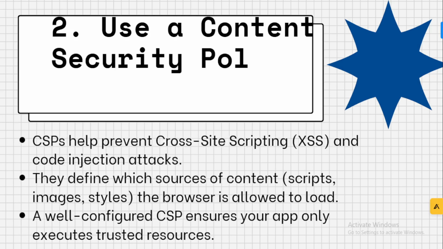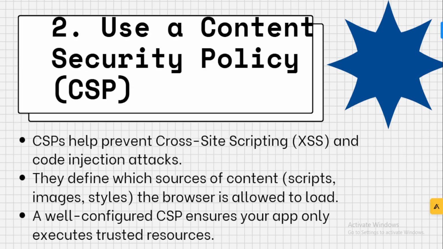So the next on the list is use a Content Security Policy, CSP. CSP helps prevent cross-site scripting and code injection attacks. They define which sources of content, such as scripts and images, the browser is allowed to load. A well-configured CSP ensures your app only executes trusted resources.